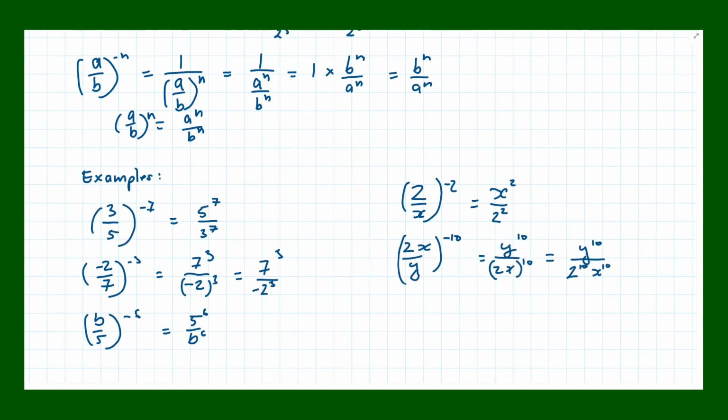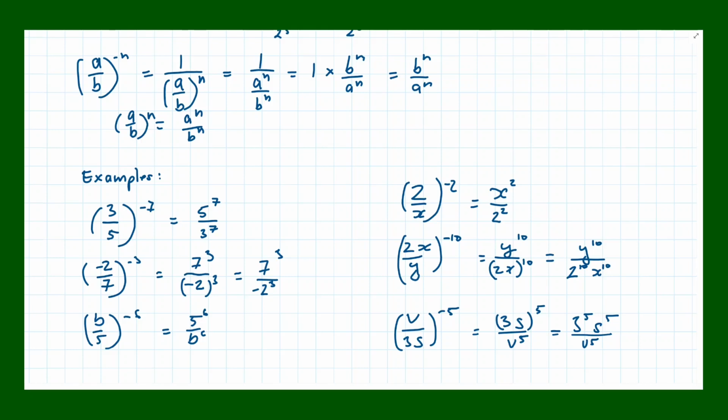Last example for the video, v over 3s all raised to the negative 5th power. Again, switch them around, 3s over v, and because 3 and s are multiplied together, but they together have to be raised to the 5th power, I'm going to write a bracket around them. So that's going to be 3 to the 5th times s to the 5th over v to the 5th.